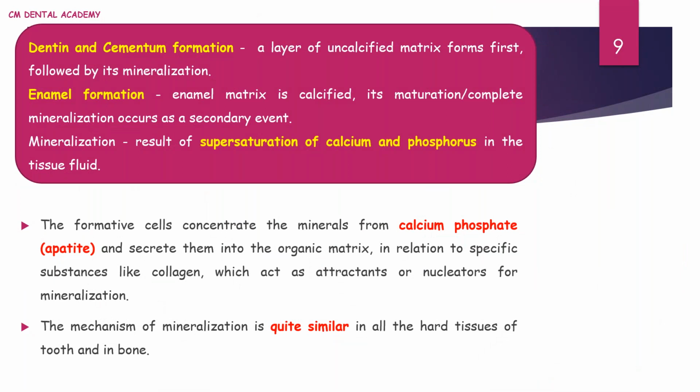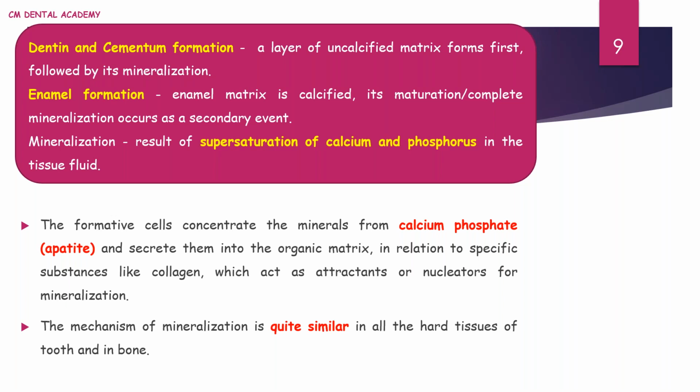Dentine and cementum formation: how does it occur? First, a bed of uncalcified matrix is laid down. This same matrix later undergoes mineralization. These are the broad two steps which explain how the dentine and cementum are formed.